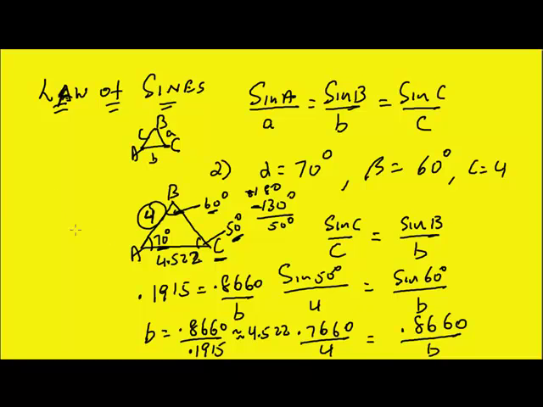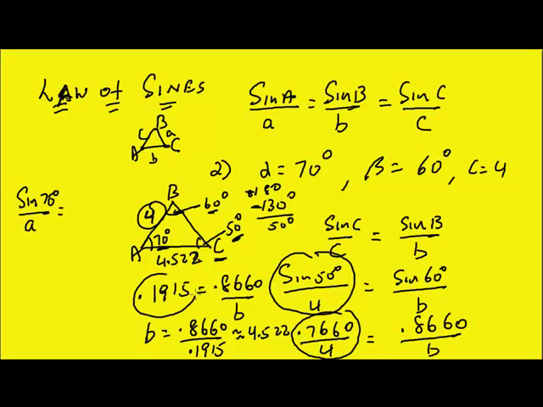So we can go sine of angle 70 is to side A. We can use this again because we already have a lot of information about that. Sine of 50 is to 4 is the same thing as 0.1915, so we'll make our life a little easier. Our actual answer turns out to be sine of 70 degrees divided by 0.1915. So let's find the sine of 70 degrees.